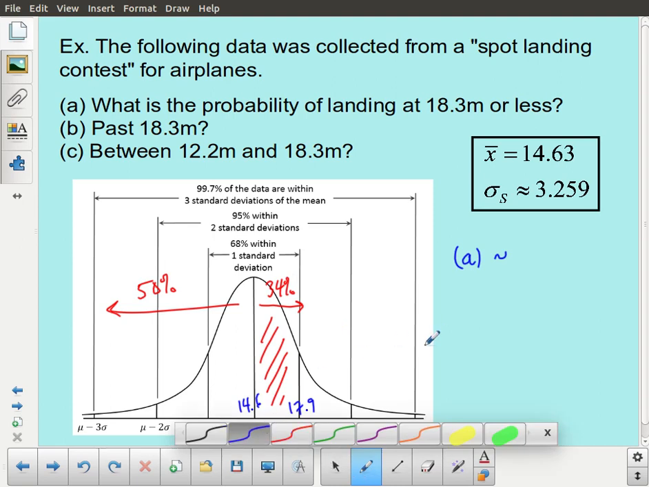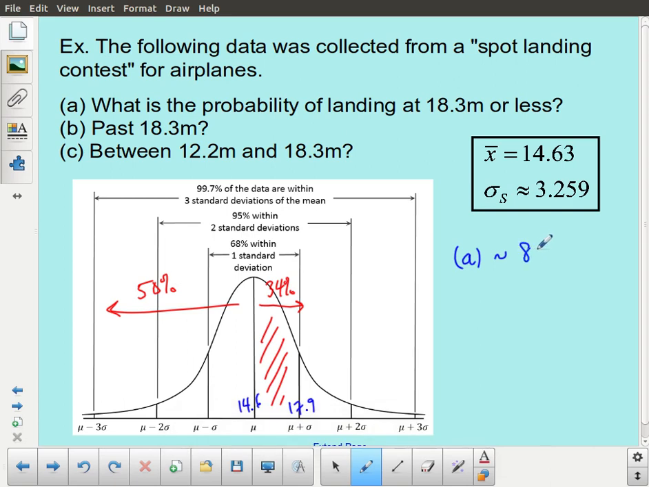And so putting those together, the total amount of graph that's below 17.9 is going to be 50% plus 34%. So I expect that this answer is going to be about 84% of the planes are expected to land at 18.3 or less. It should actually be a number a little bit bigger than this.